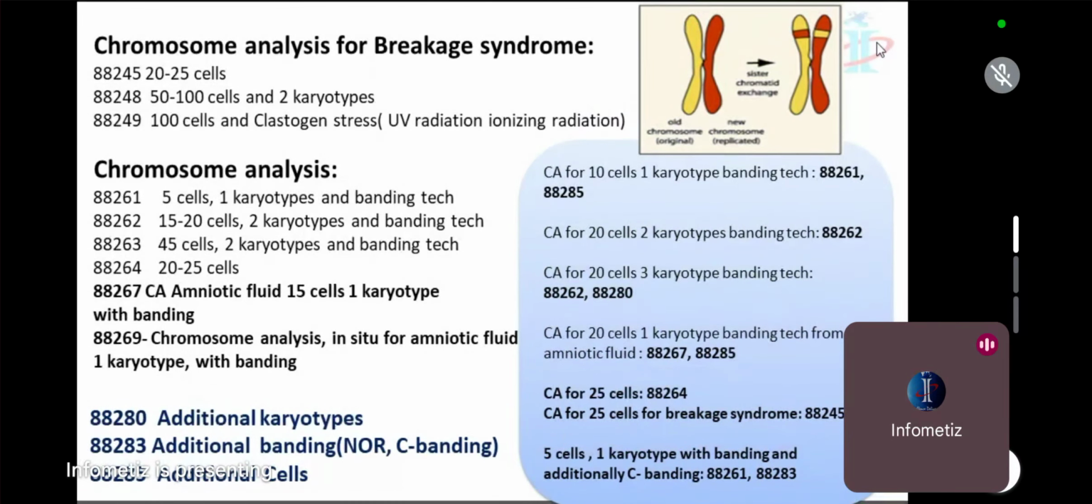So now if I am asking you 20 cells, 1 karyotype, 1 banding, code 88261 and 88285. 88285 is not for every cell, it is for an additional set of cells. So you can simply code 88261 and 88285, done.